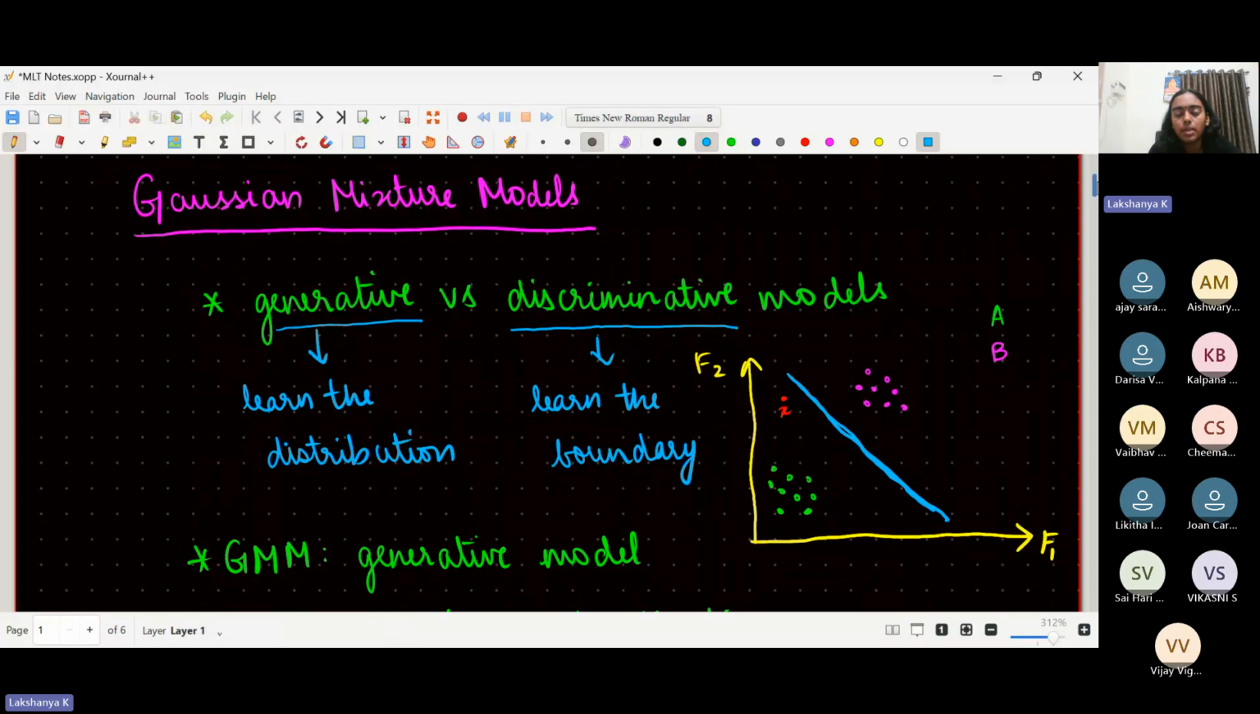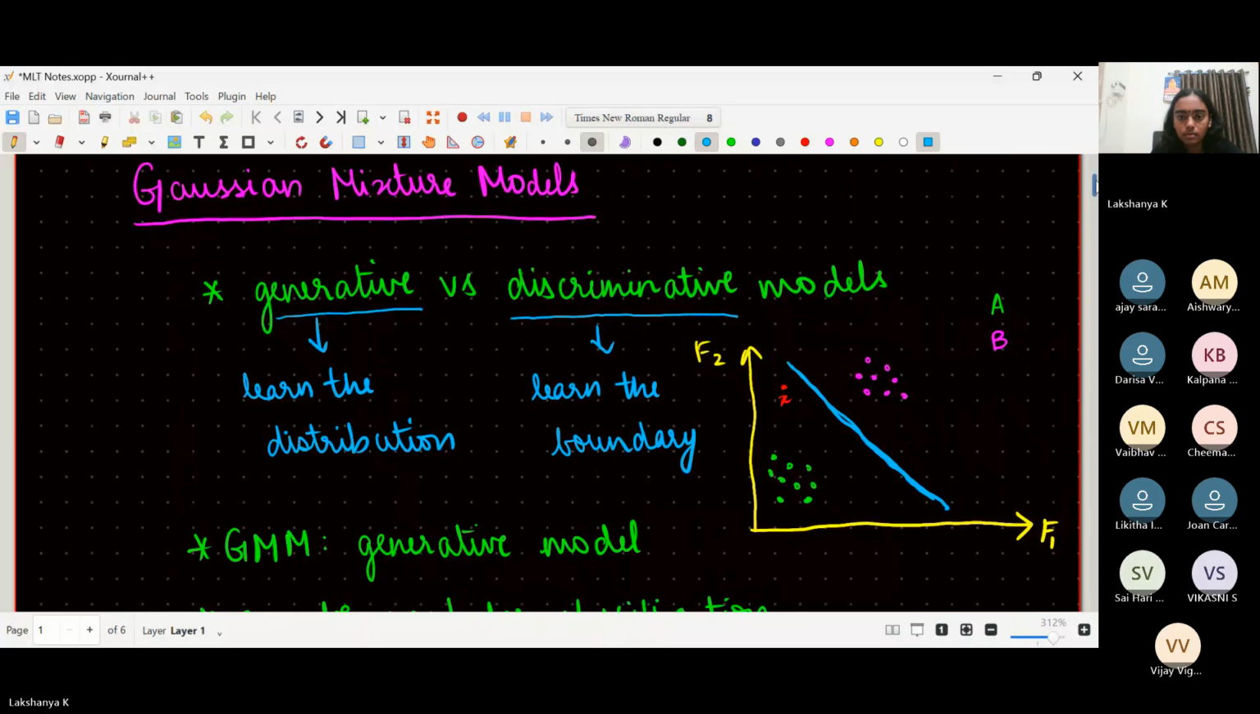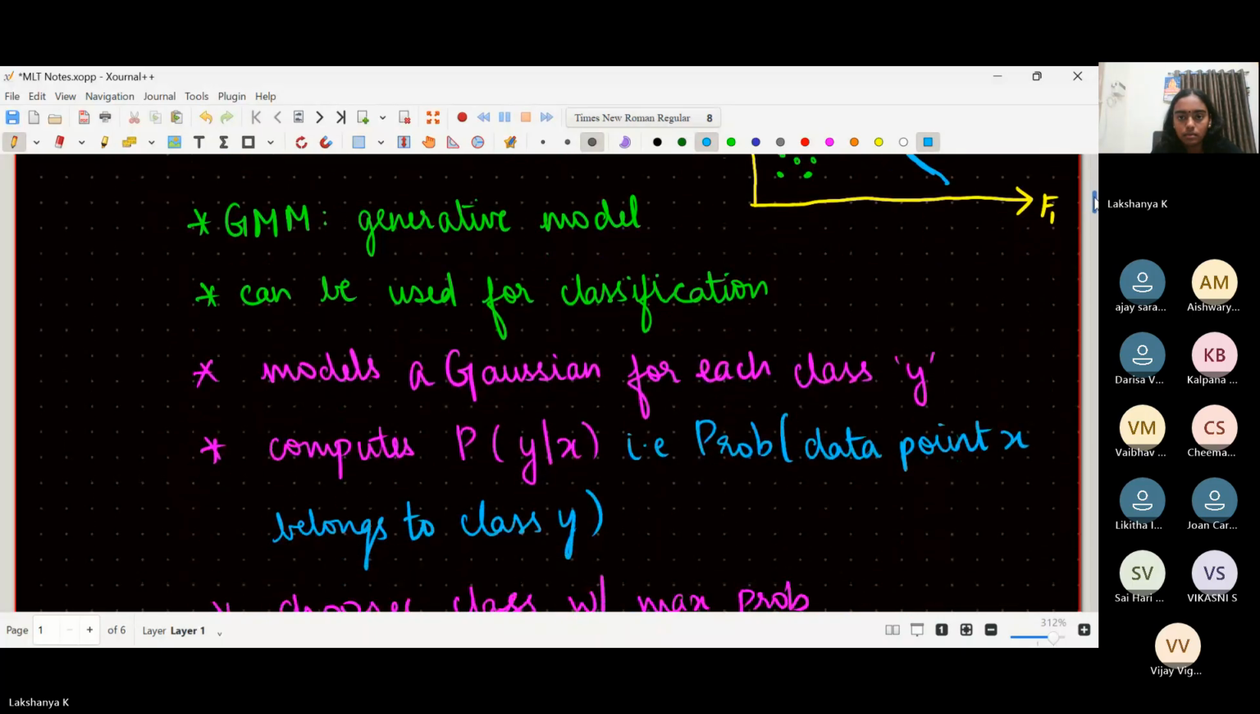So is the difference between generative and discriminative clear to everyone? I assume there are no questions. Right.